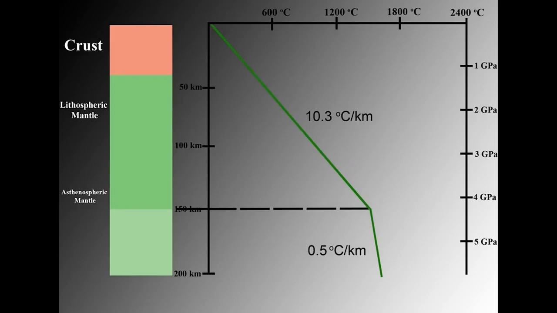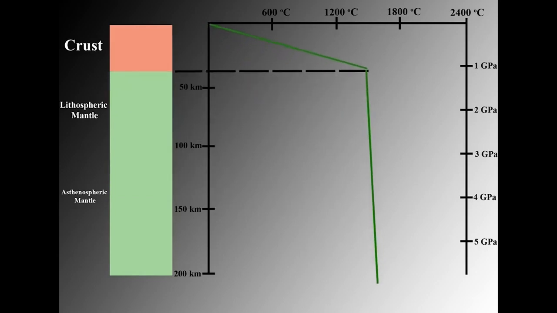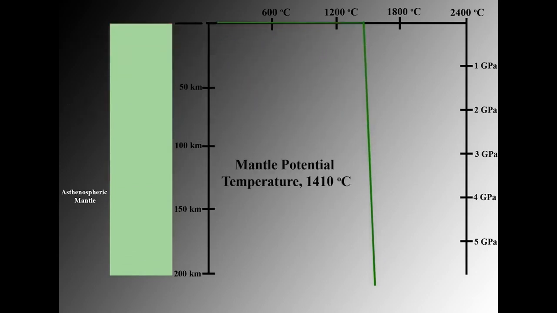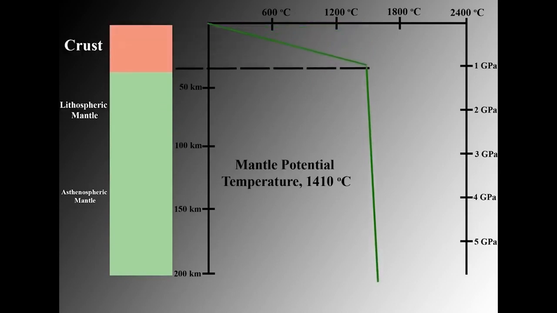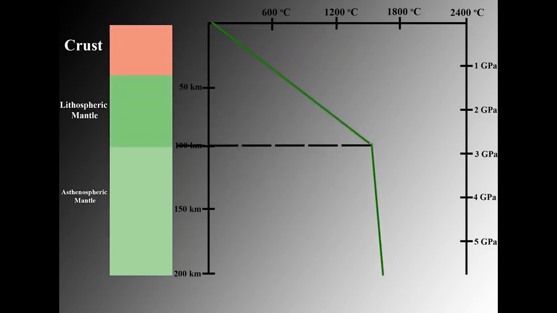If the asthenosphere's geotherm were to extend to surface depths, its temperature would reach 1,400 degrees Celsius. This is called the mantle potential temperature. Such high surface temperatures are not observed due to the lithosphere's presence. The conductive lithosphere acts as an insulating blanket, causing a wide temperature variation between the asthenosphere and the surface.